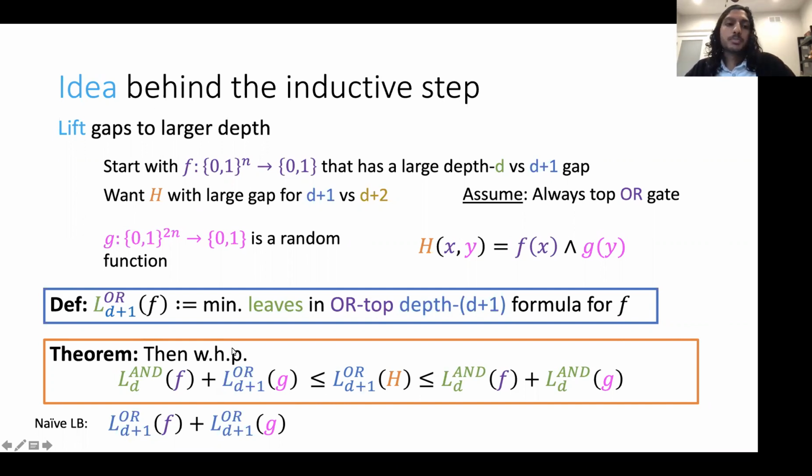And if you want to prove this gap separation theorem, it turns out you won't want to choose g completely at random. You want to choose g such that this upper bound and lower bound are tight. But yeah, that's the idea. Are there any questions? This is my second to last slide, by the way.